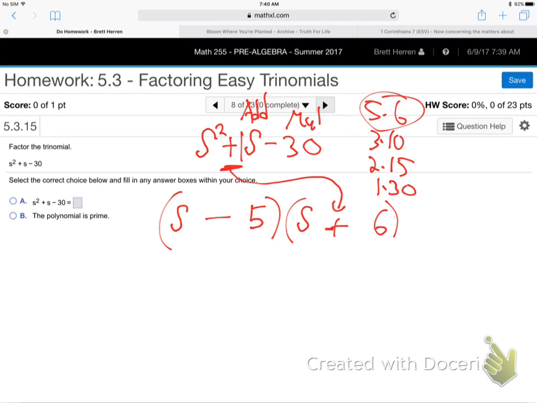That's our answer. Again, you could have the other order. You could have S plus 6, S minus 5. The order doesn't matter, but the signs do. Wherever the 6 is, he's got to be the positive guy, and the 5's got to be the negative. Is this working for y'all? Is this making sense?